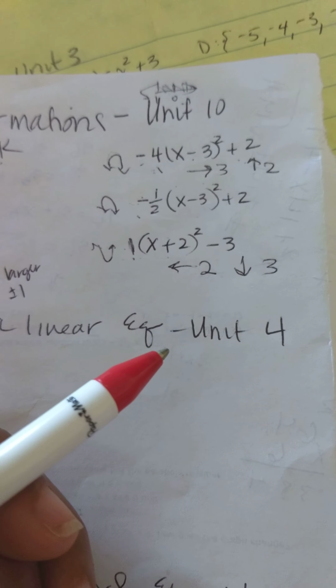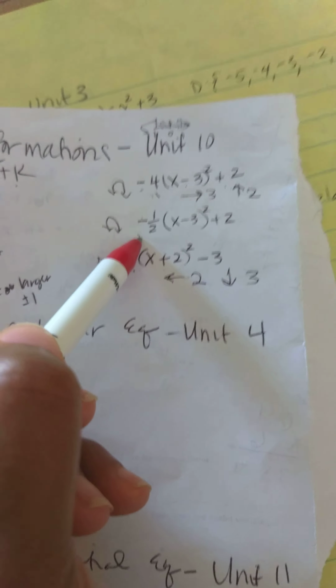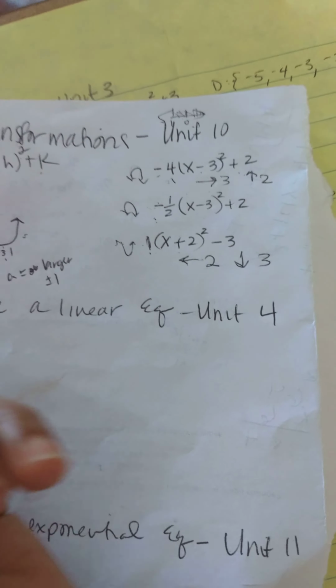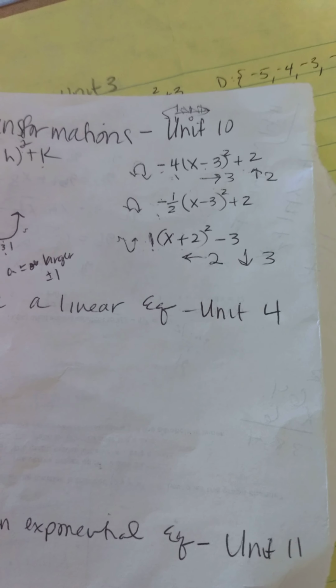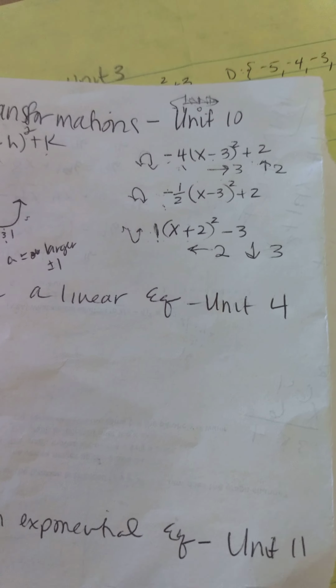Okay. So when the a is negative, it reflects down. If the a is a decimal with 0 integer, it is wide. And if the a is larger than 1 or less than -1, then it is skinny.